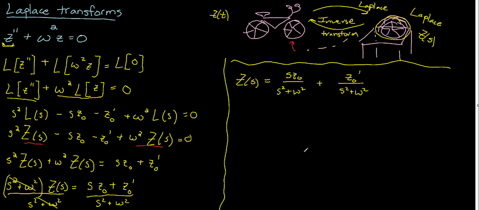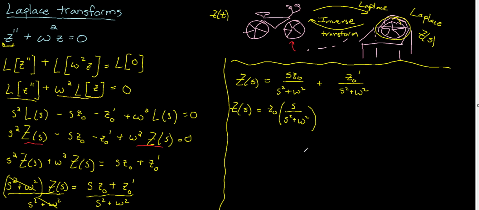In this first term, yeah, I do have an s up there. I just need to pull this z naught out in front. That's some number, your initial condition for z. It might be 5, might be 10, whatever it is. So let's rewrite this. Z of s equals, I'm going to pull my z naught out in front, and then I'm left with s over s squared plus omega squared. That definitely looks like that cosine function.